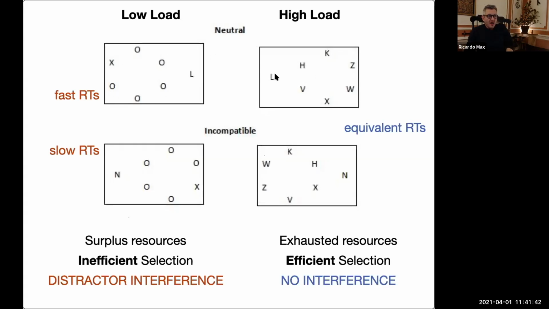So this is another alternative manipulation. Here the target is again either an X or a Z, and the target appears within this circle. Low load is when the circle is made of O's or zeros, so it's easy to find the target. According to perceptual load theory, the unused resources end up processing the distractor, which appears on either side of the circle. In high load, we have different letters, so it's more difficult to find the target, and then according to the theory, we don't process those guys.